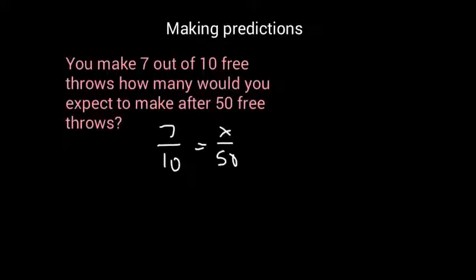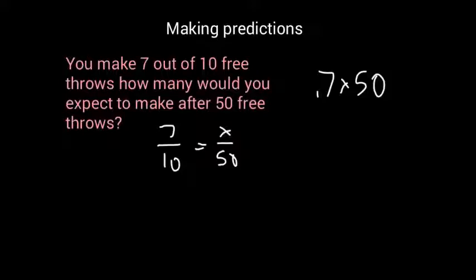You could also do decimal multiplication by changing 7/10 to a decimal. So you could do 7/10 times 50. Doesn't really matter which way you do it.